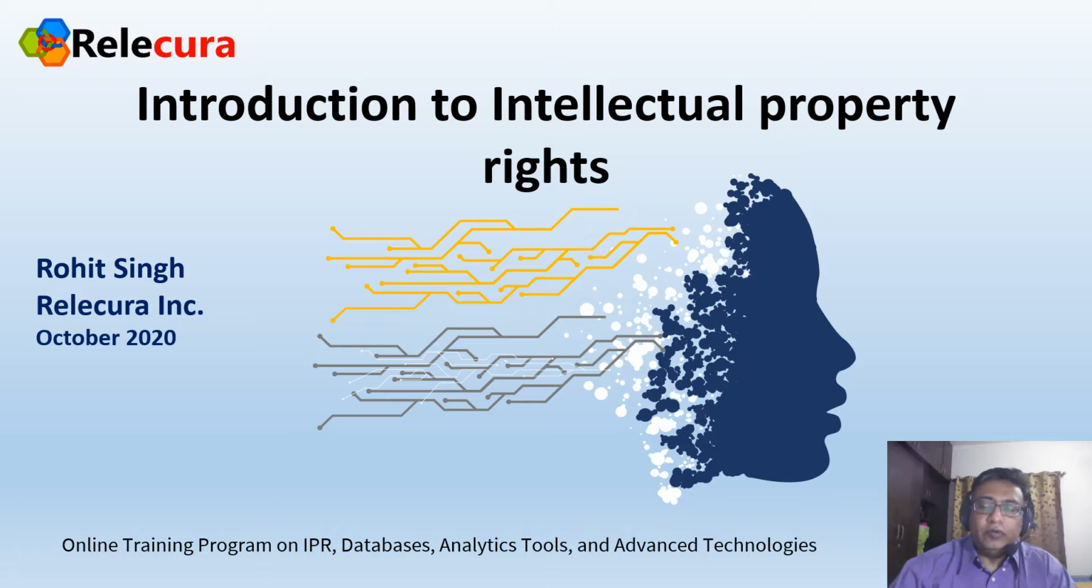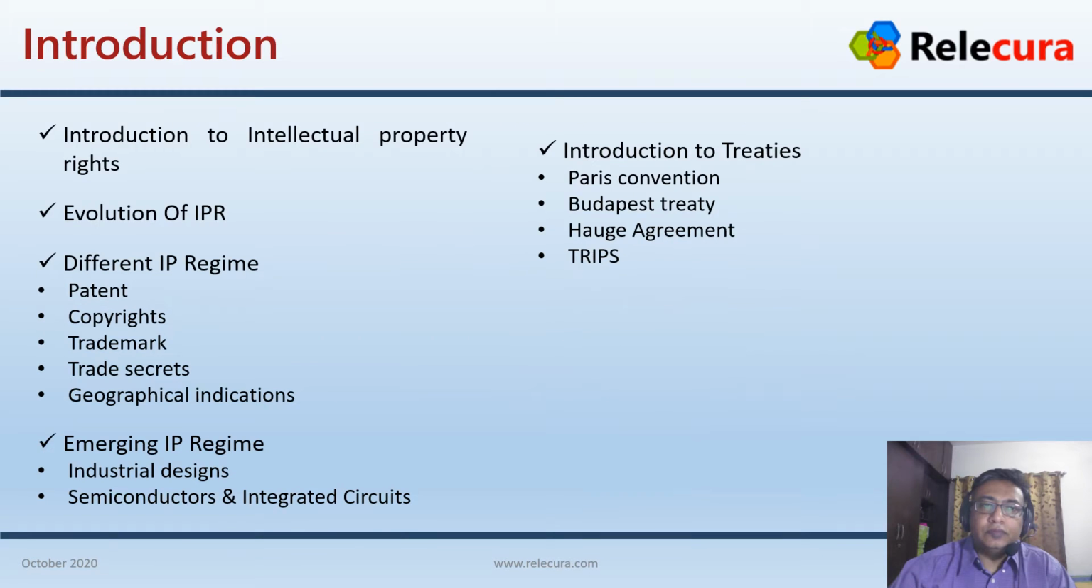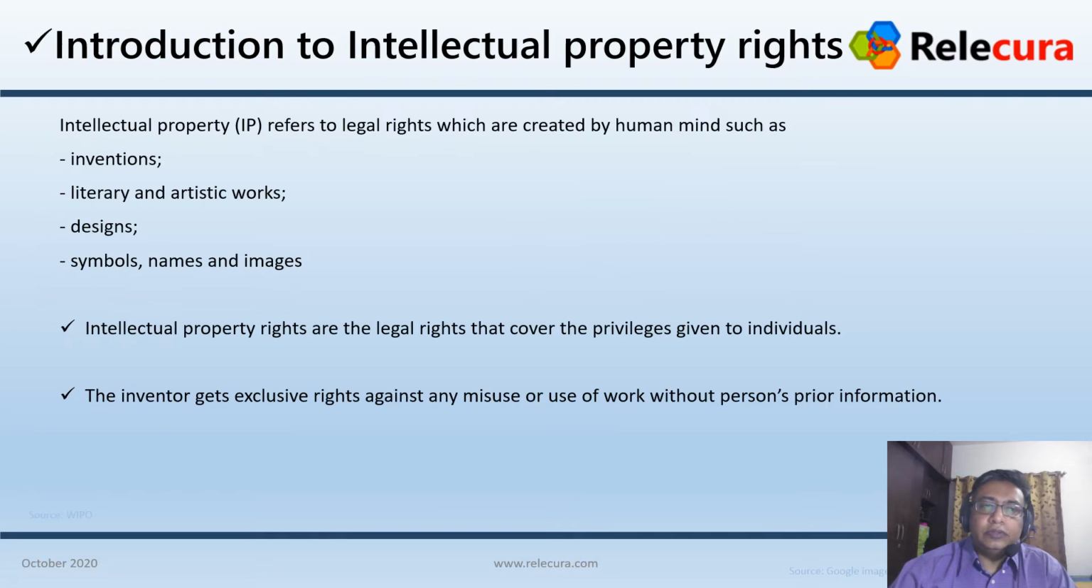So let's see what we are going to learn in this course. In this course, we will be learning about Introduction to Intellectual Property Rights. We will be talking about the evolution of IPR. We will also be talking about different IP regimes and emerging IP regimes. Besides that, at the last, we will be talking about Introduction to the Treaties. So let's start with the course.